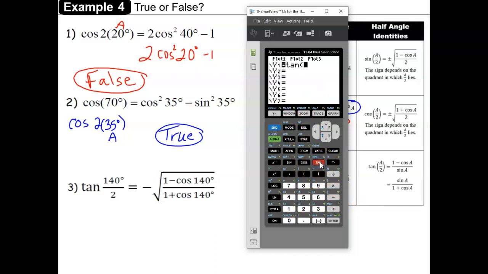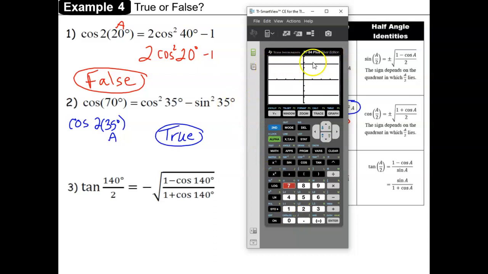and comparing the graphs or the table of ordered pairs to see if they are equivalent. So if this is tangent of 140 divided by 2, we're going to compare that to the negative square root of the quantity 1 minus cosine of 140 over 1 plus the cosine of 140. Okay, and we're going to make sure that we're in degree mode since we're working in degrees. And remember, zoom trig, zoom number 7 is a good place to start.